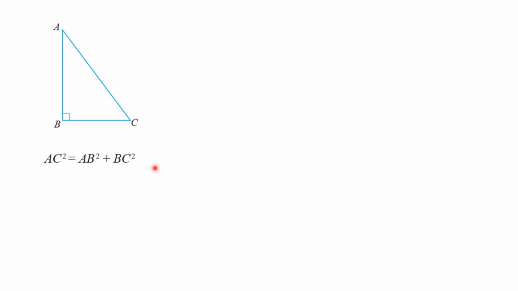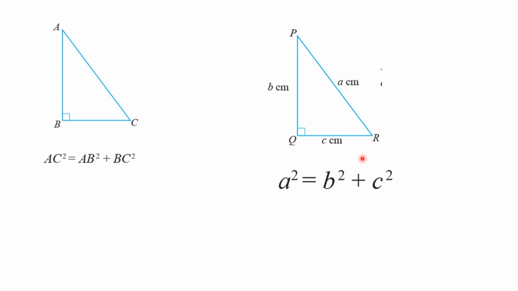Easily we are using the Pythagoras theorem for the right angle. Square of the hypotenuse equals the sum of squares of the other two sides. I think you remember the very first time we learned this type of equation: one side square equals the sum of two numbers' squares. So this is the Pythagoras relation.